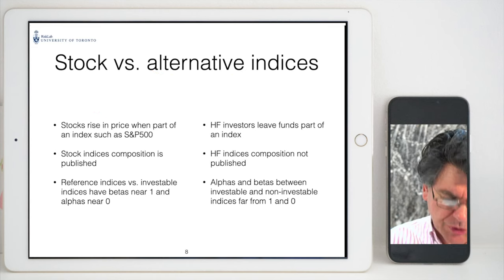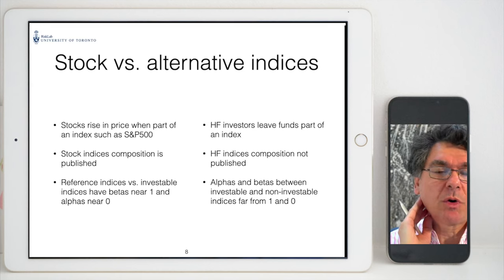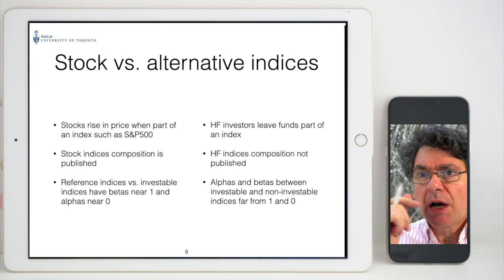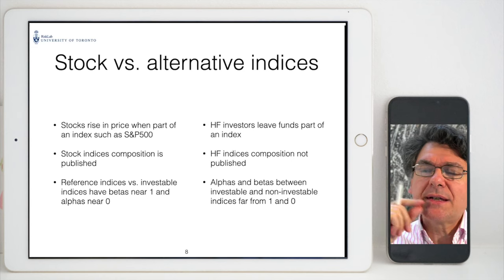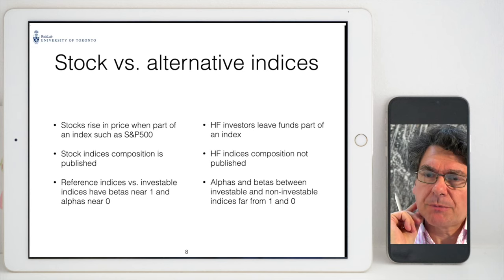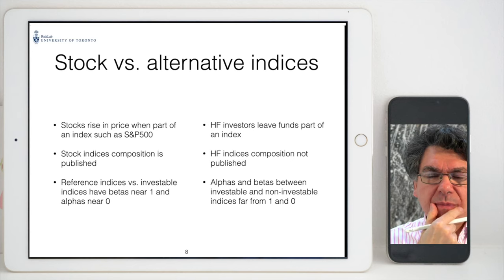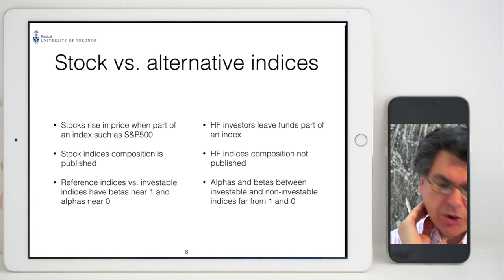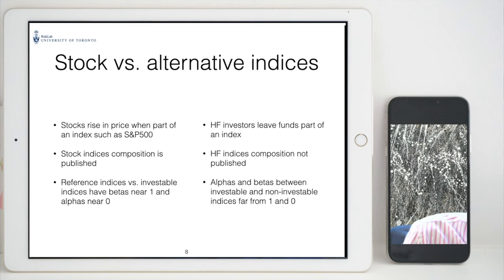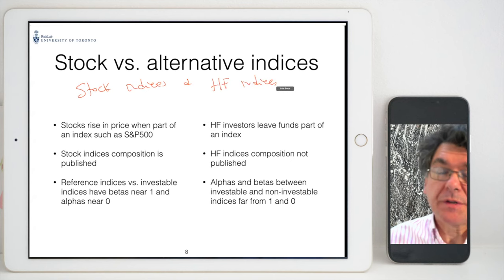Let me ask you another question. I just said we're going to look at the differences between those two. How can we know if they're different? How can we see that stocks and hedge funds are different? Another question I can ask you: which mathematical tools have we seen to understand whether stock indices and hedge fund or alternative indices are the same, similar or different? How can we do it?